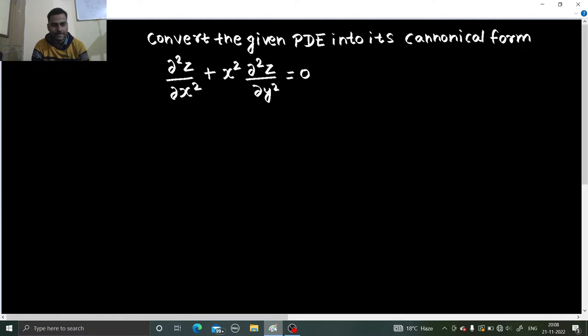So the question says that we have to convert the given partial differential equation into its canonical form. Before starting this problem, let me tell you that I have already covered two more problems based on this. The first one was when the PDE was hyperbolic, and how we can convert it into canonical form. The second problem which I took, the partial differential equation given was parabolic. So there also we saw how to convert it into its canonical form.